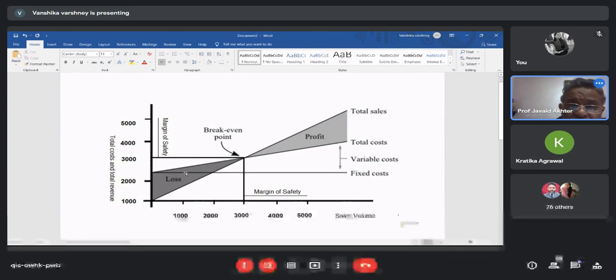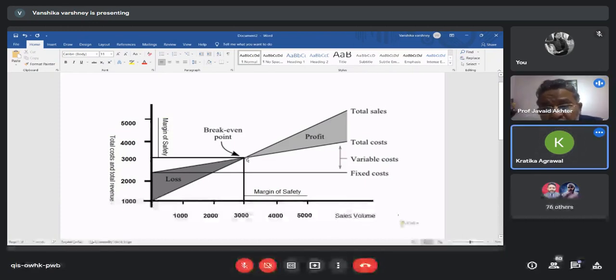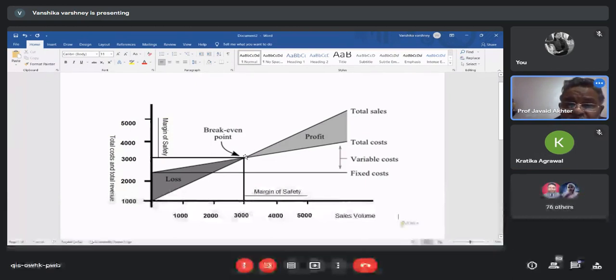If you move towards total cost, like I am moving the cursor, your total cost is this. Your total cost is continuously decreasing. And when you see the total revenue curve, prior to this stage, revenue was less and cost was more. At this stage, revenue is more, cost is less. At this stage, cost is equal to revenue.